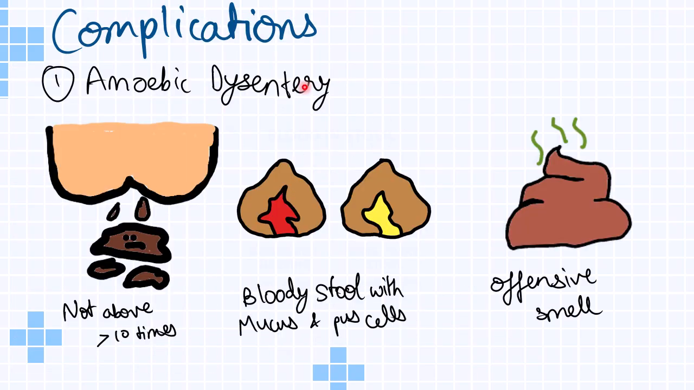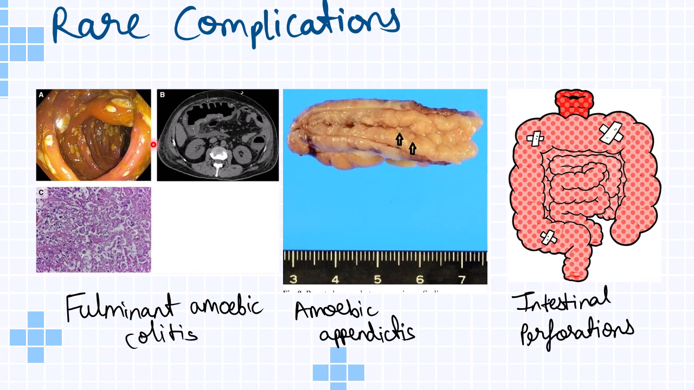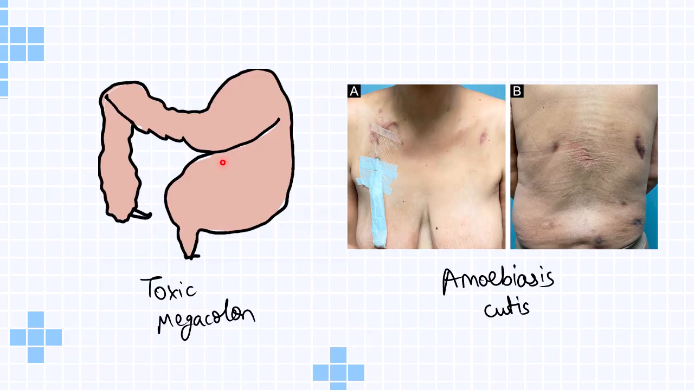Patients with amoebic dysentery typically pass bloody stools mixed with mucus and pus cells. The stools often have an offensive odor. This condition results from ulceration of the intestinal mucosa. Rare complications include fulminant amoebic colitis, amoebic appendicitis, and intestinal perforation. Although uncommon, these conditions can be life-threatening. The disease may also produce other severe extra-intestinal manifestations. Additional complications include toxic megacolon and amoebiasis cutis. The most important extraintestinal complication, however, remains the amoebic liver abscess.